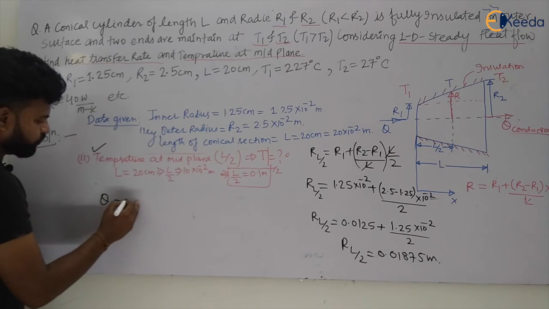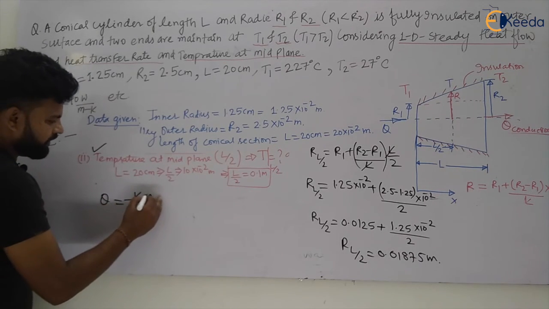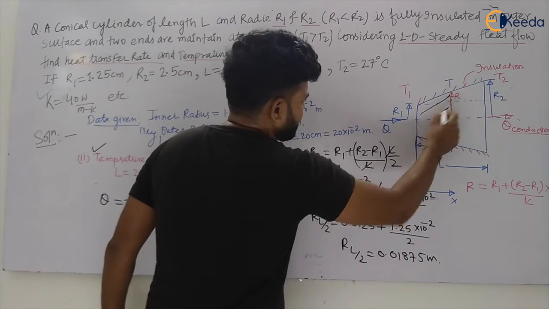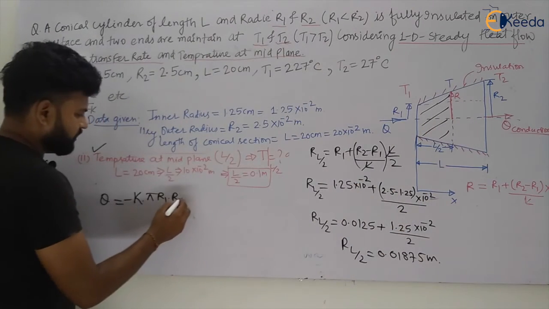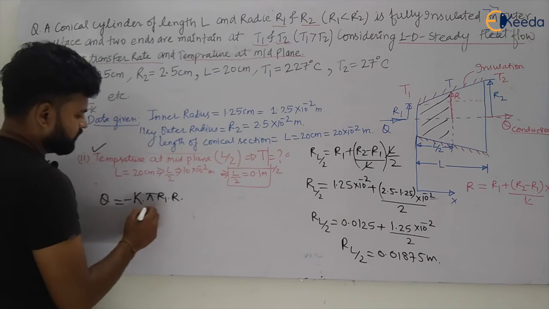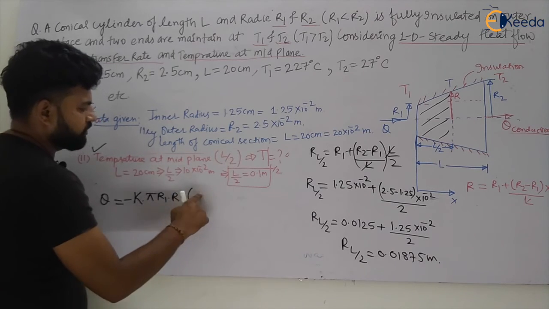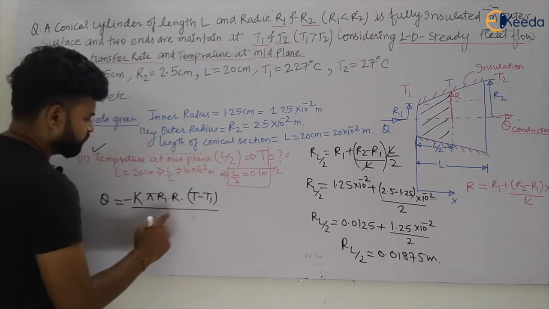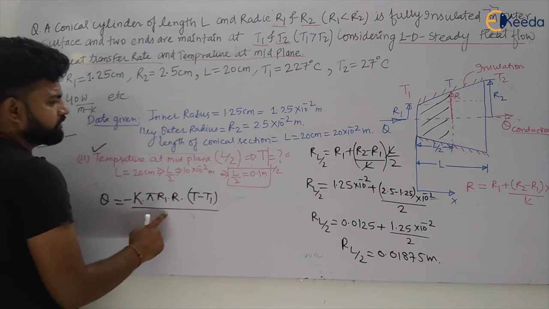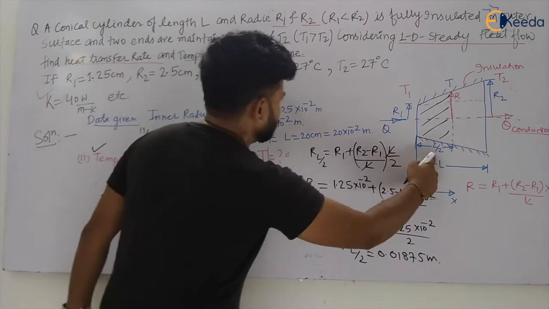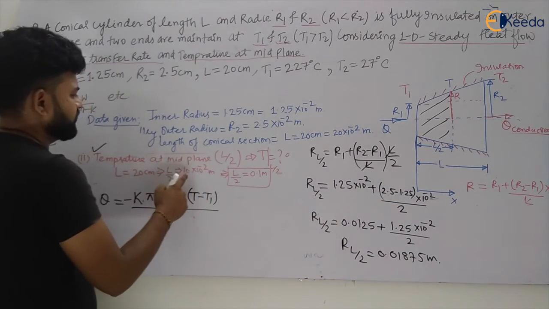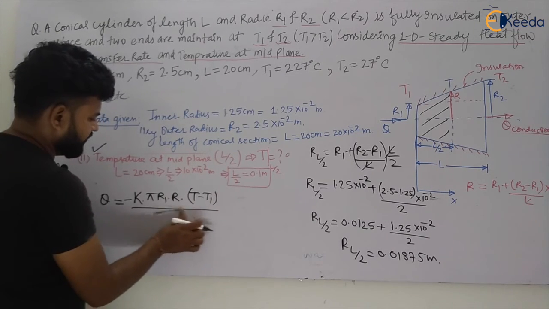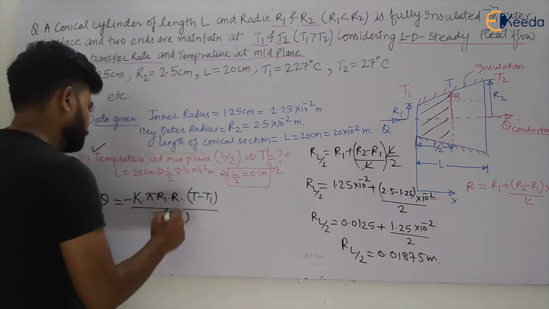So heat transfer is given by Q equals minus K into pi into R1 into R. This will be R, so only I am considering this section. So into R multiplied by that will be nothing but what? T final minus T initial, that will be T minus T1 divided by L. So what will be L, my dear students? L will be your L by 2. So L by 2 will become equal to 0.2 meter, this will become 0.1 meter. So that will be your L by 2. So directly we can put the value.